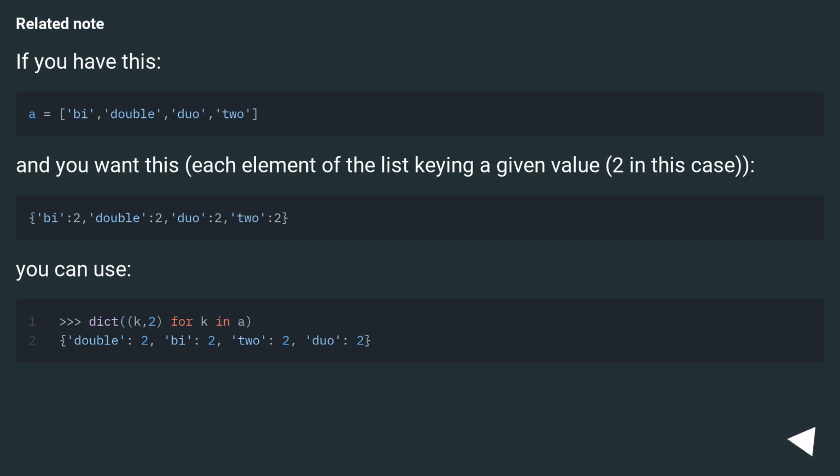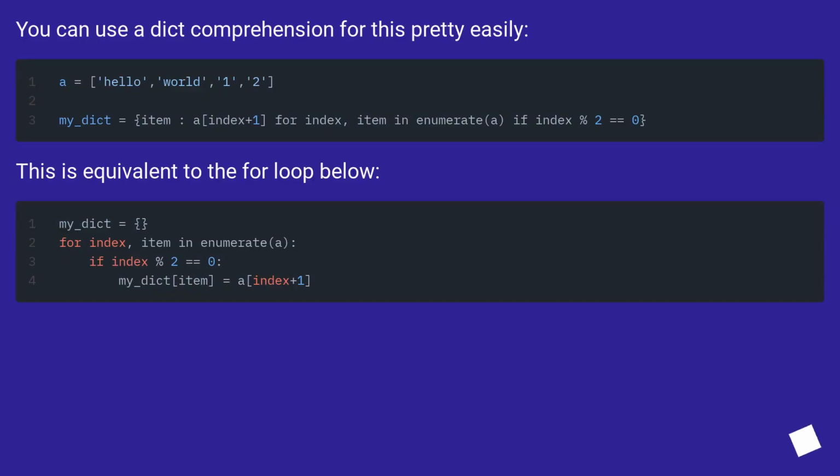you can use a dict comprehension for this pretty easily. This is equivalent to the for loop below.